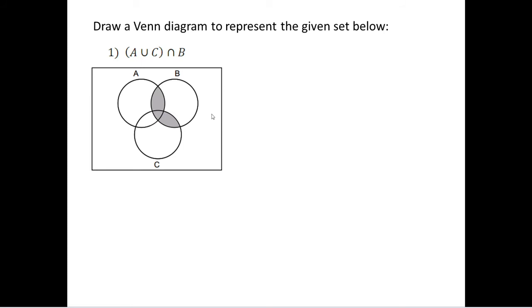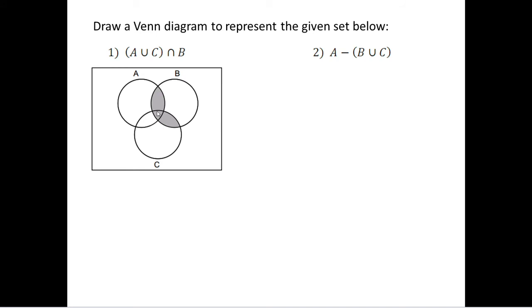So we are going to find the intersection of the union of A and C with B. The union of A and C is these two circles. And we will shade the intersection of that with set B. So we shade this area because these regions intersect with set B.